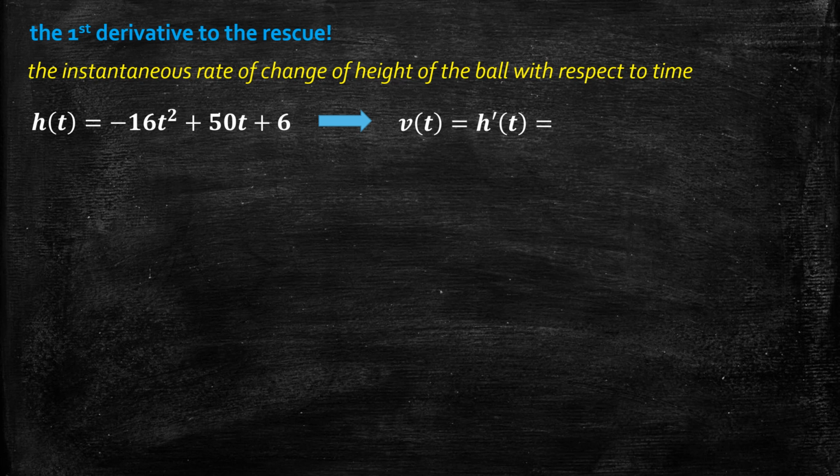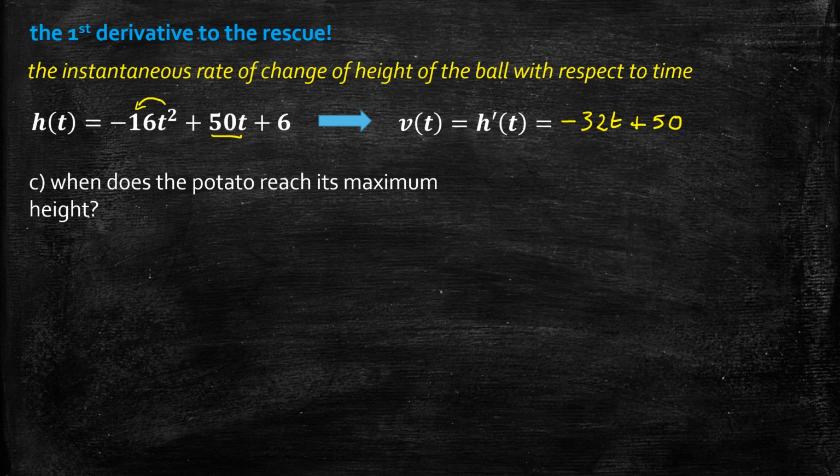And if we take the derivative, by the power rule, we would bring that 2 down to make that negative 32t. For 50t, that's a linear function, so the slope of that, or the derivative of that, would be 50. And the 6, the constant, would disappear. So let's have a look at that same problem from before, but using calculus.